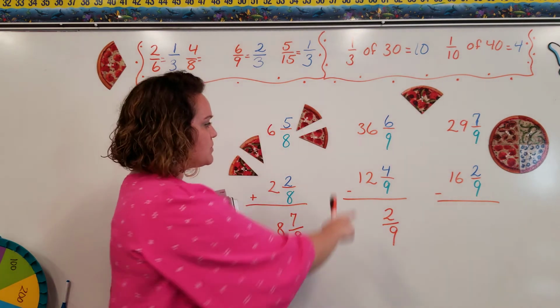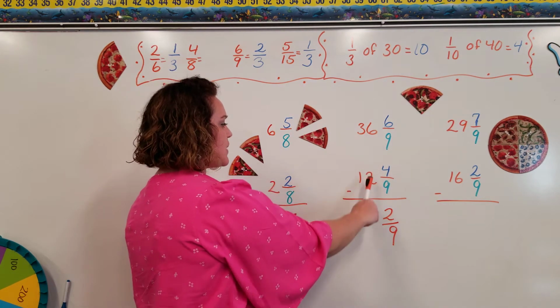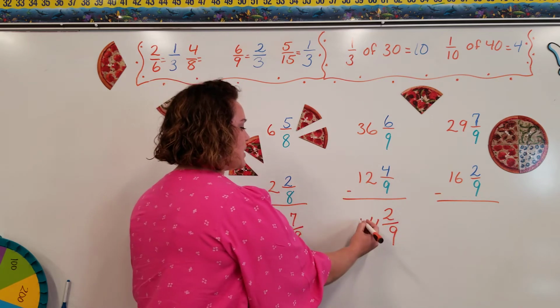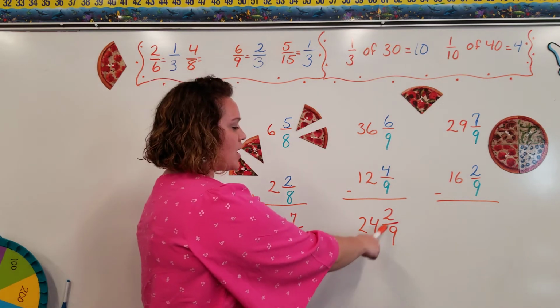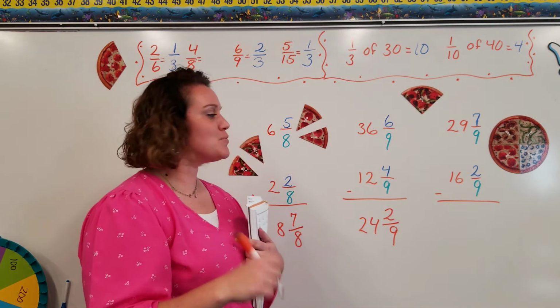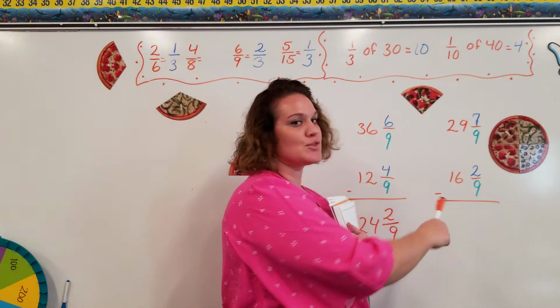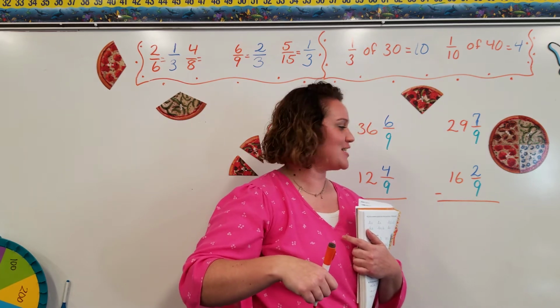Now I can subtract my whole numbers. When I look at the whole number, 6 minus 2 equals 4, and 3 minus 1 equals 2. My answer is 24 and 2/9. Now I've subtracted a mixed fraction from a mixed fraction. Let's look at just one more example today, and then I'm going to let you go on and finish the rest of the worksheet on your own.